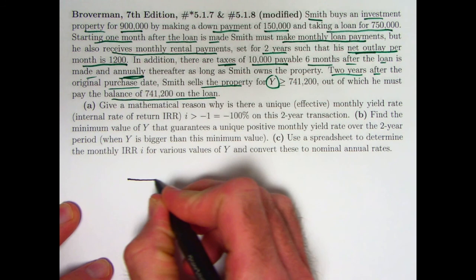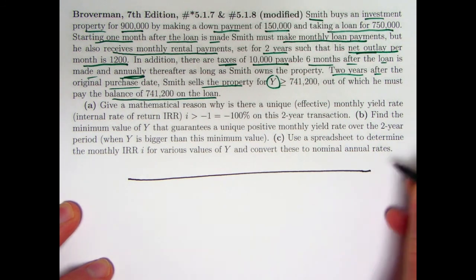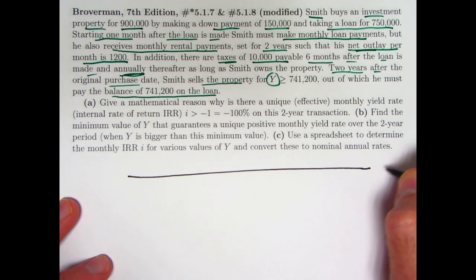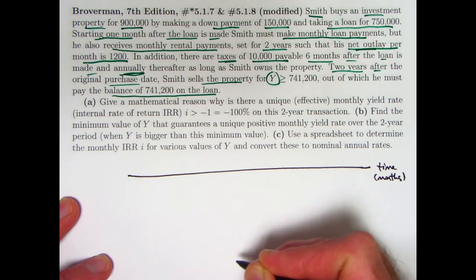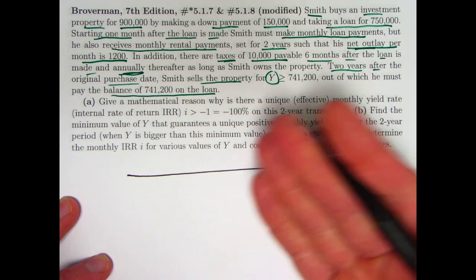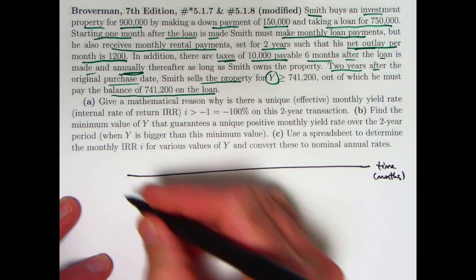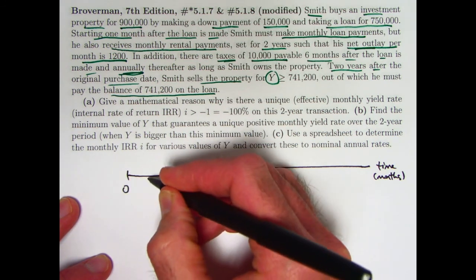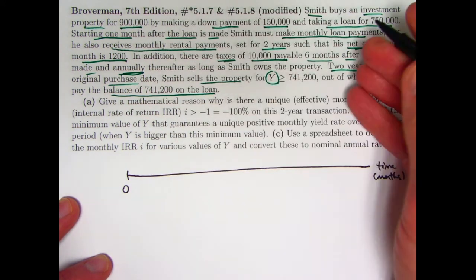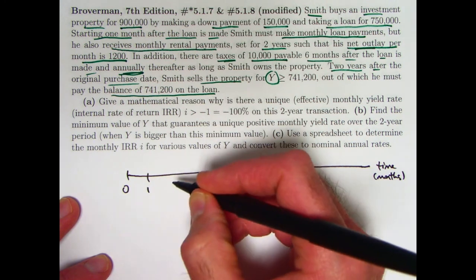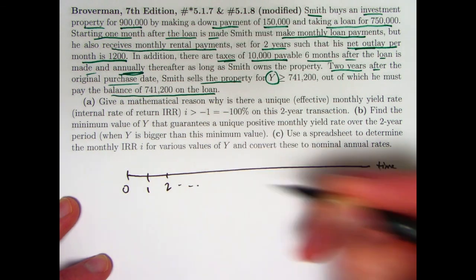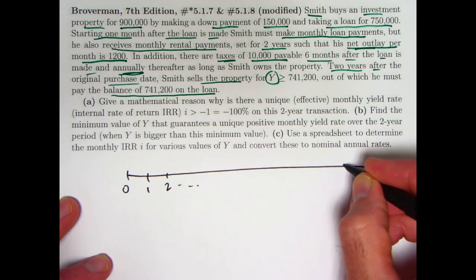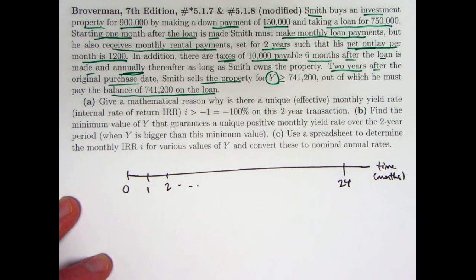I think it's helpful for anyone, actuary or not, to draw a timeline here. This is going to be time in months. That would be the most natural thing to do since that's when the rental and loan payments are going to be made. So we have time 0, that's when the property is purchased and the loan is taken out. Time 1 is when the first loan payment and first rental payments are due. Time 2, etc. going to be 2 years. That's 24 months. Time 24 is the last one here.